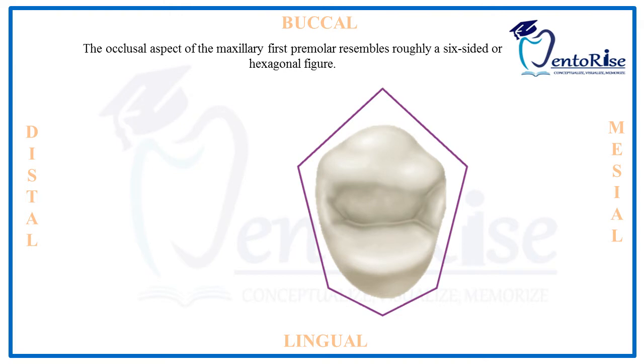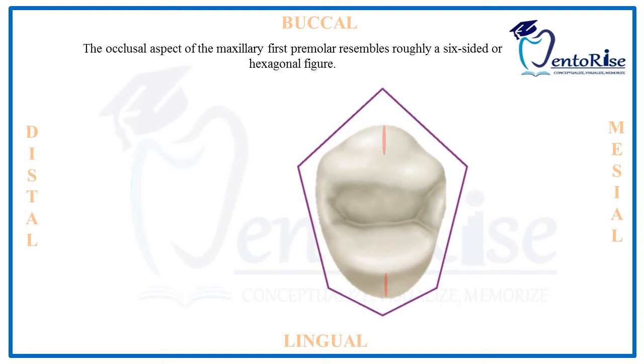If we start naming the sides of this hexagon, we first have to appreciate the buccal ridge and the lingual ridge marked in the figure in red. We discussed about these ridges in our video on the buccal and lingual aspect of this tooth. If you haven't watched that video, please do check it out with the link from the description box below.